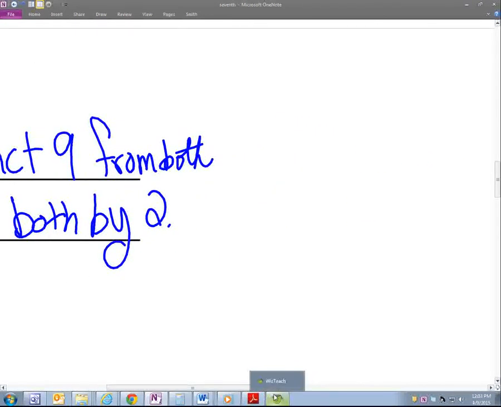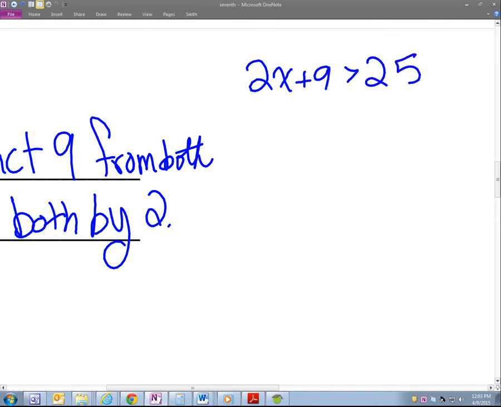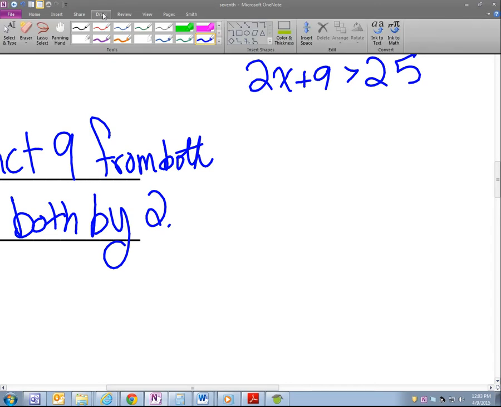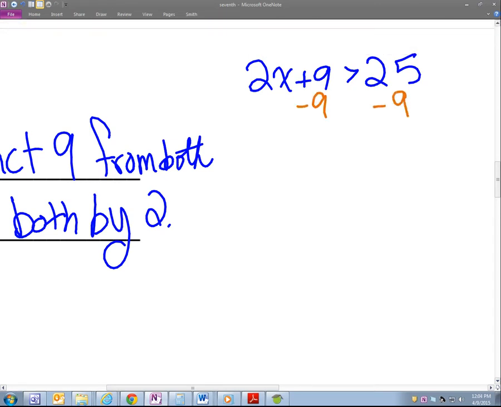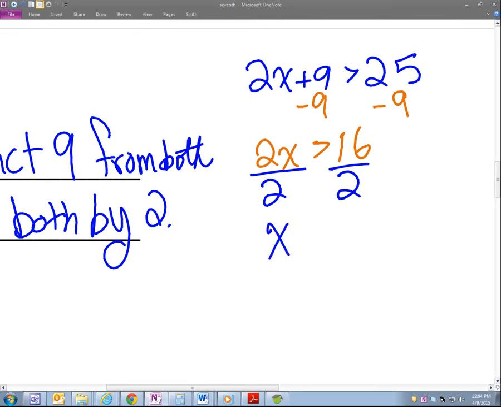So I have 2x plus 9 is greater than 25. The first step that we did was we subtracted 9 from both sides. We got 2x is greater than 16. Then with the next step, we divided each side by 2. Now, do I need to flip this sign? Did I just divide or multiply by a negative? Do I need to switch it? Yes, sir? Oh, thank you.